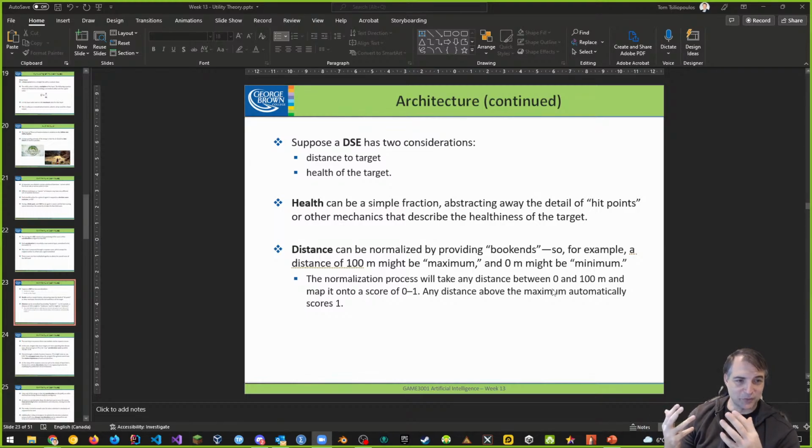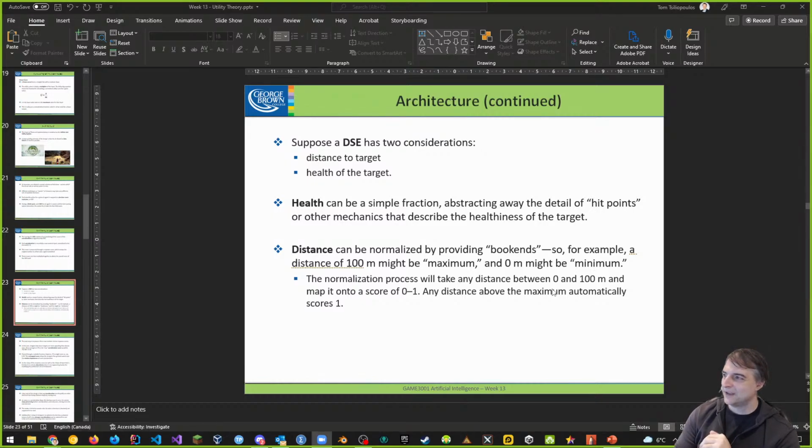Remember we talked about last week, motivations and goals. We were kind of using the same term, motivation or goal. Here, we're just going to say motivations, and we're going to convert this motivation to something else. We're going to call them considerations. So two different considerations: distance to the target and health of the target. Those are the two considerations that we're going to have to satisfy our motivation.